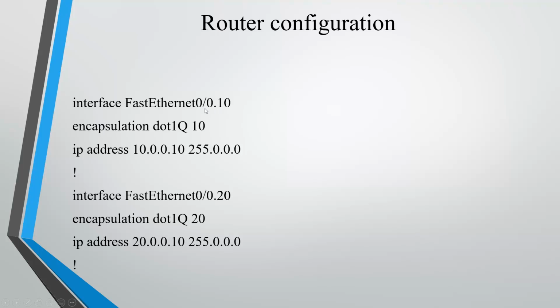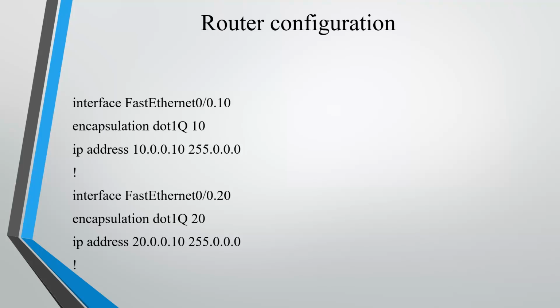So FastEthernet 0/0.10. This is for VLAN 10. And I am going to enable the encapsulation. So encapsulation dot1q, and this is for VLAN 10. So 802.1q, this will enable. If you are enabling 802.1q, it is going to associate one specific VLAN with a sub interface. So we can configure this dot1q with the sub interface. For every sub interface you have to do it.